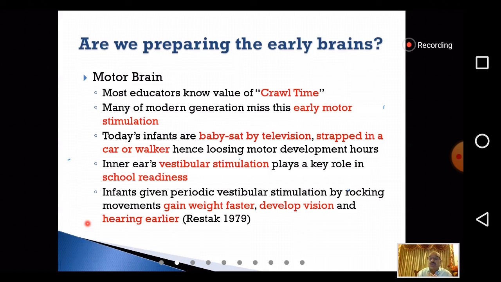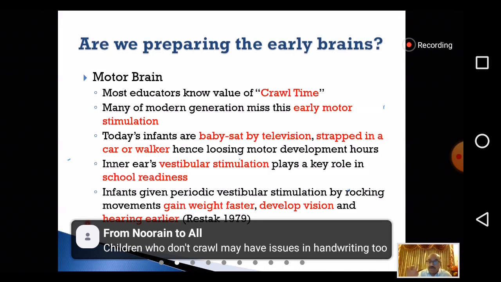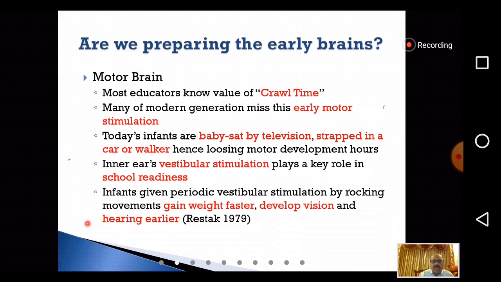See how much the motor area of the brain is interconnected with all those. It's not a single thing. So imagine how much damage they are doing to the kids' brain. They are your own kids. They are your own babies, and don't ruin their brain. This is my advice to all of you. Others' babies are your babies too, and think that those are my babies. Okay, vestibular stimulation plays a key role in school readiness.